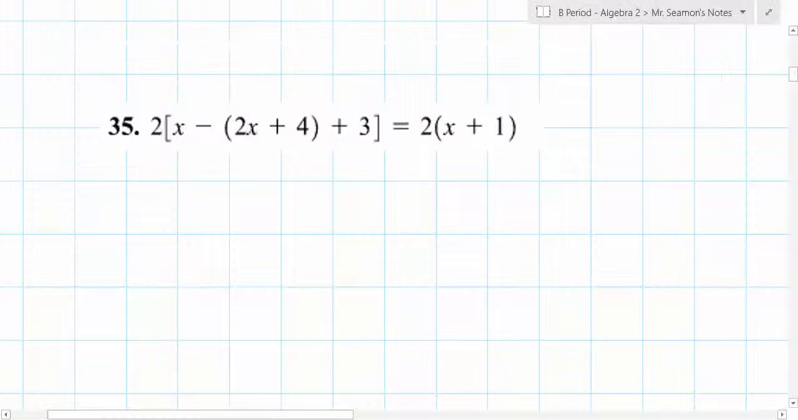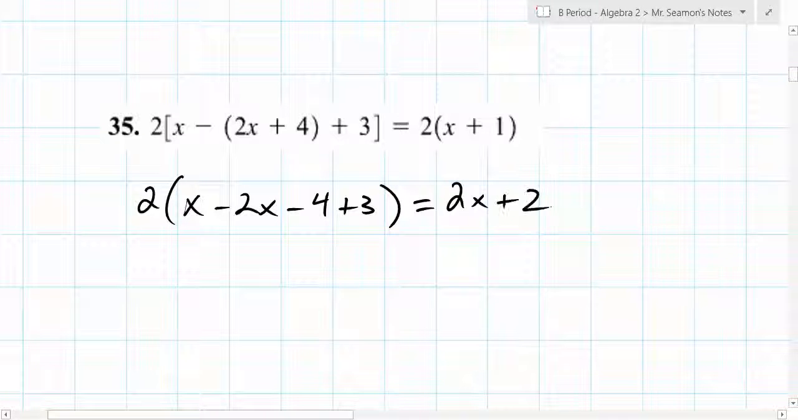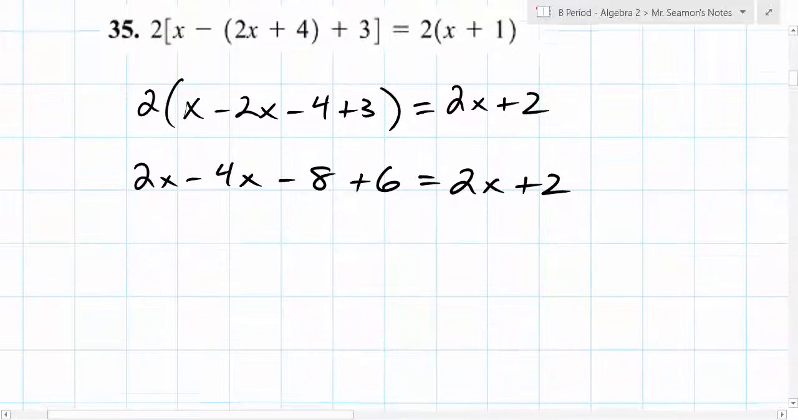Start in the middle. Start in the middle. So 2x minus what? 4 plus 3 equals, and can we distribute on the right hand side? Is that okay? Yeah. 2x plus 2. What can we simplify now? Someone else. Chris. Yeah, so you have it. 2x minus 4x minus 8 plus 6 is equal to 2x plus 2.